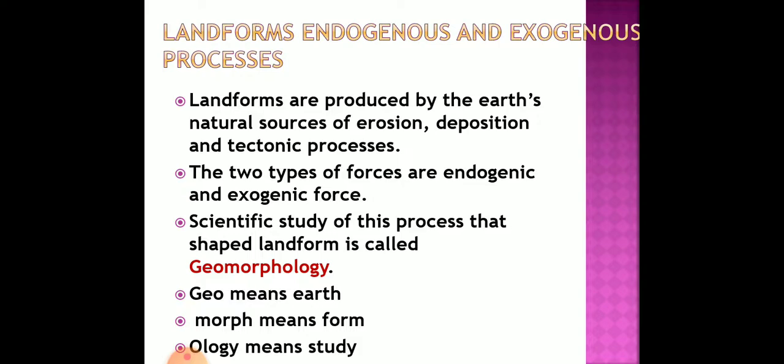So the landforms are produced by the earth's natural sources of erosion, deposition and the tectonic process. We can say that most of the landforms are formed either by erosion activity, deposition activity, or the process of tectonic movements. The two types of forces are called endogenic and exogenic. We can say internal and external, and the geographical terms used are endogenic force and exogenic force.